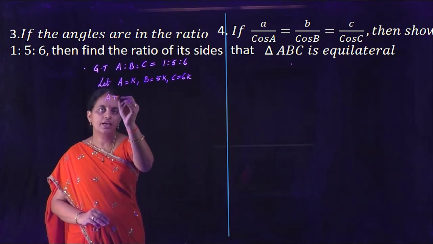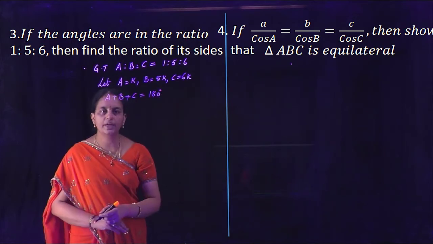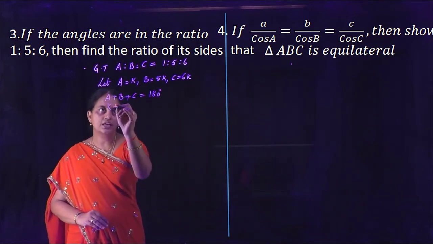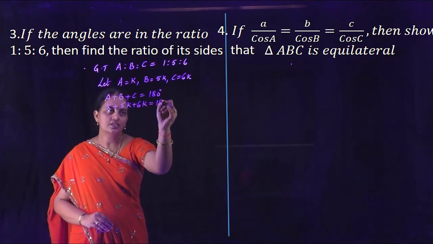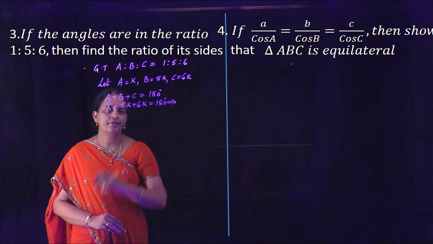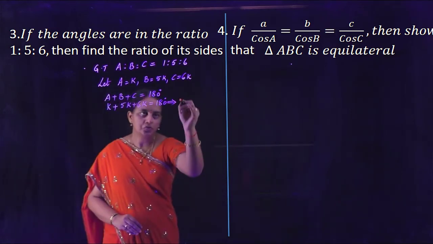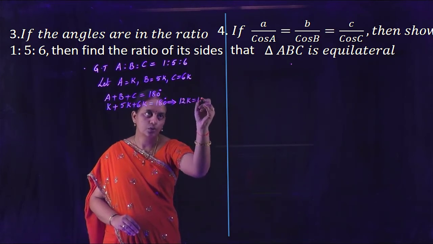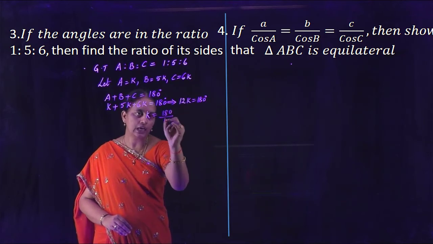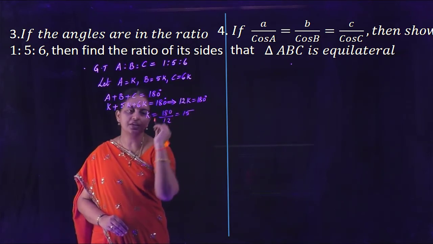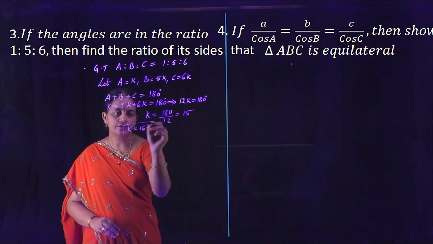So, capital A plus capital B plus capital C is equal to 180 degrees. Here A means K, B means 5K and C means 6K, so K plus 5K plus 6K, that means 12K is equal to 180 degrees. K is equal to 180 by 12, which is equal to 15 degrees. Therefore, K equals 15 degrees.